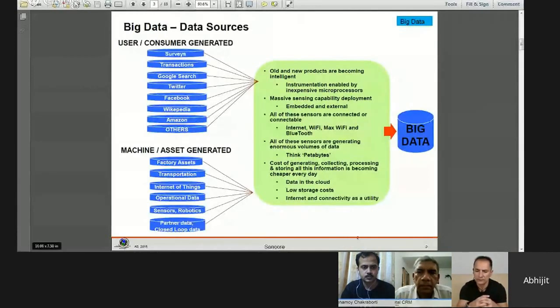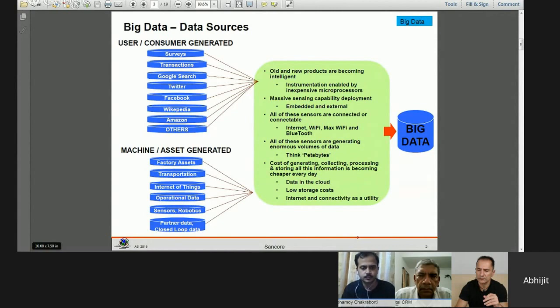User and consumer-generated data sources essentially talk about when we use Facebook, Twitter, say you put in a survey, or you transact using a credit card. All those are essentially user-generated data sources. And then you have the machine-generated data sources. So these are very broadly what I would call the basic sources of data: user-generated, consumer, or machine or asset-generated.